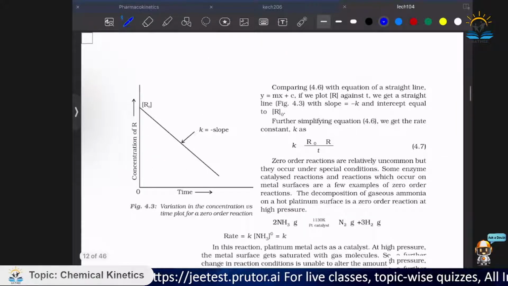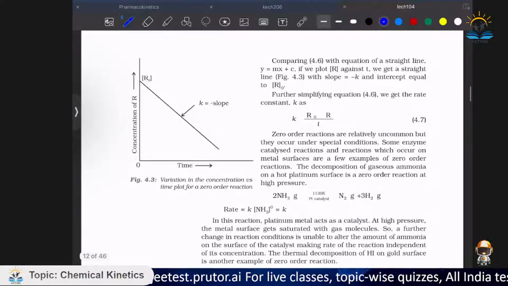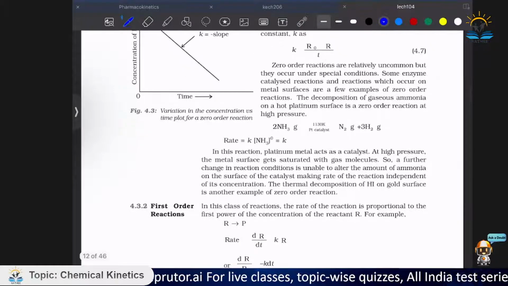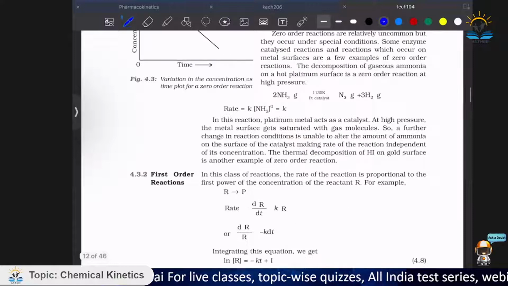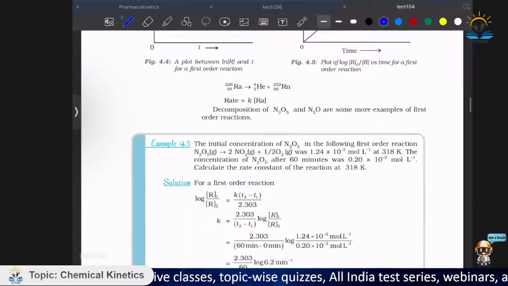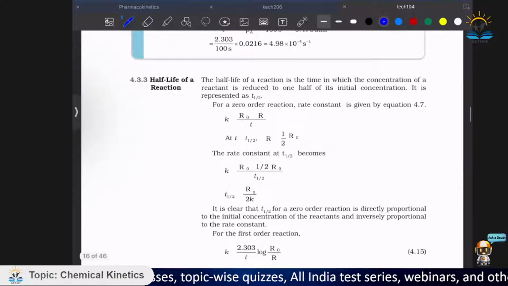Moving on. We have a table at the end, I think, as far as I remember. Half-life. We have a table at the end.